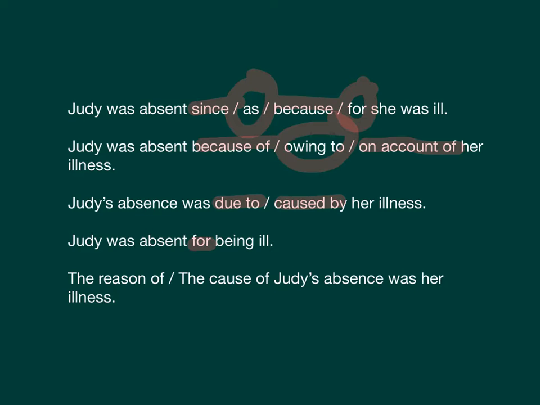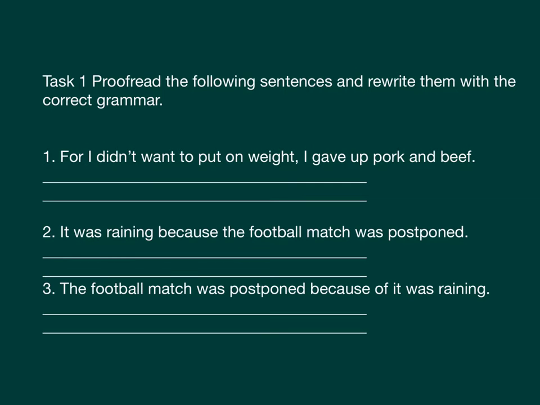And the last sentence. The reason of Judy's absence was her illness. The cause of Judy's absence was her illness. Now that we have taken a look at a few ways how to introduce reasons into a sentence, let's do some exercise. For our task number 1, proofread the following sentences and rewrite them with the correct grammar.